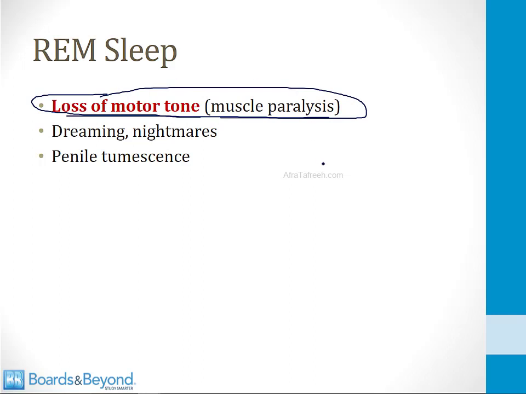Those things happen during N3, when your muscles are not paralyzed, but you're in your deepest stage of sleep. What does happen in REM sleep is this is when you dream and when you can have nightmares. This is also when men will sometimes develop an erection during the night. This is called penile tumescence.